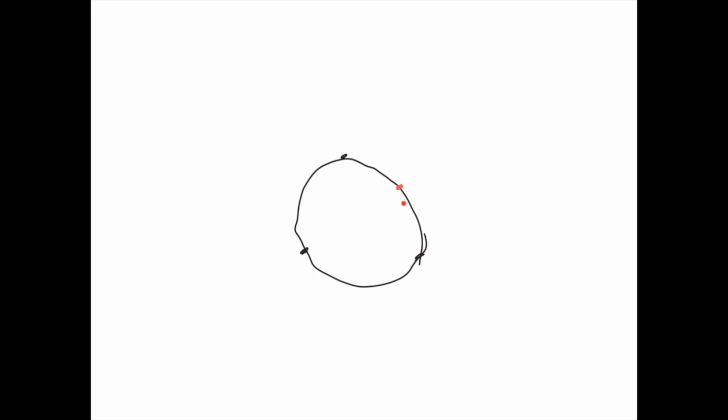A quadrilateral such that there exists a circle that passes through all 4 of its vertices, we're going to call a cyclic quadrilateral. In this video we're going to prove some of the properties of the cyclic quadrilaterals, and we're going to see ways in which we can prove that a quadrilateral is cyclic.